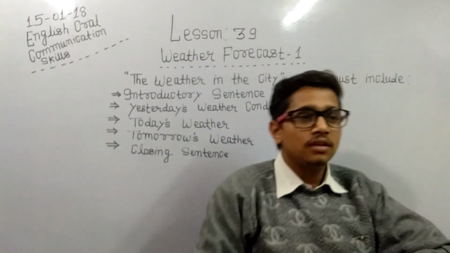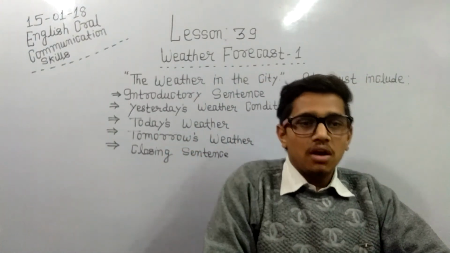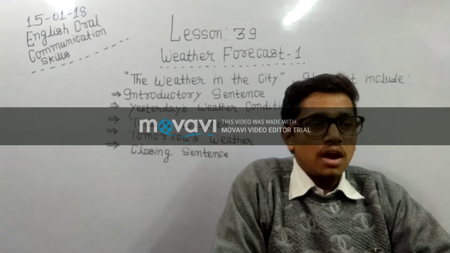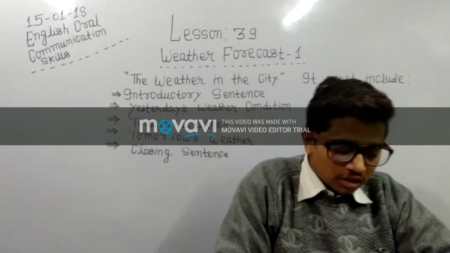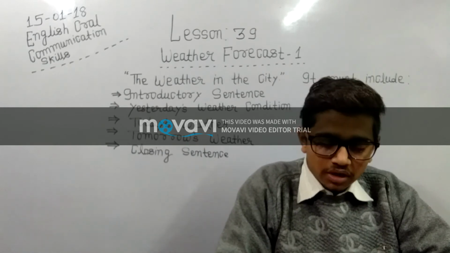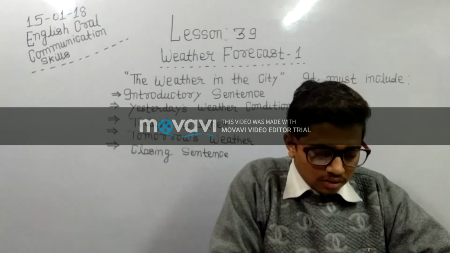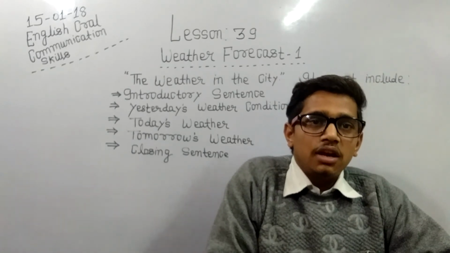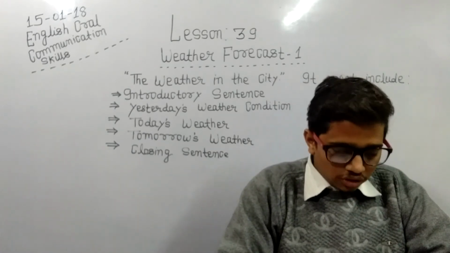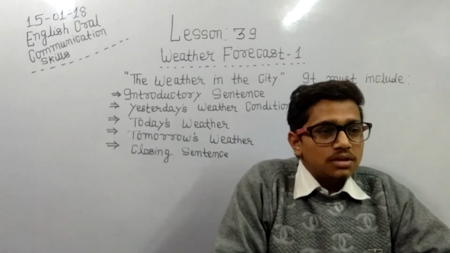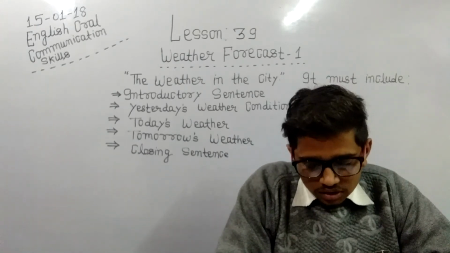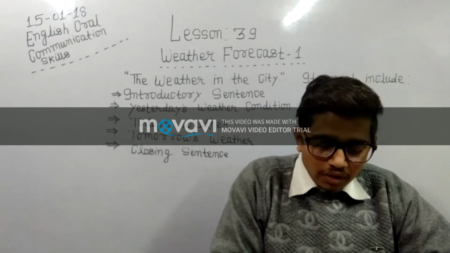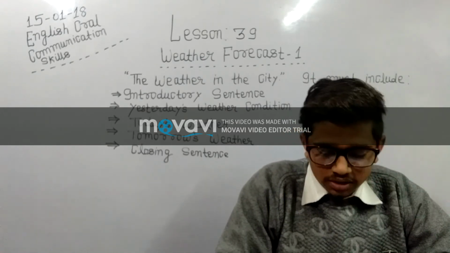Good afternoon, everyone. I am here to tell about the weather forecasting 1. Today I am in Delhi city. The temperature is 21 degrees Celsius. Today the weather is very hot, but at the time the wind is blowing slowly. Tomorrow the temperature will be 27 degrees Celsius.